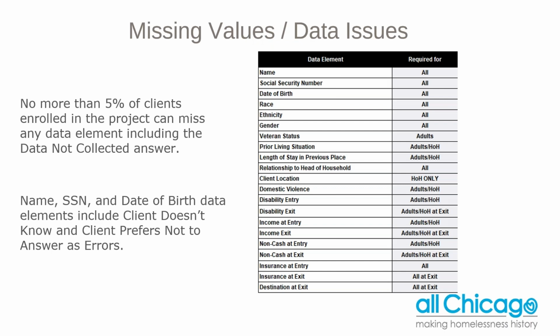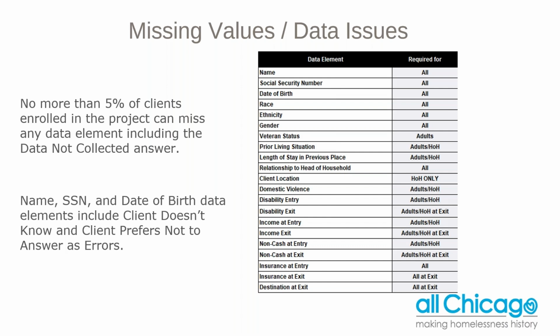So to go over the first piece of it, we're going to look at missing values and data issues. This information is going to be found in the Business Objects data quality report that you're going to run for your projects. On the summary page, you're going to see this table, which you see on the left side of your screen. In this table, no more than 5% of clients enrolled in the project can miss any data element, including data not collected answers.